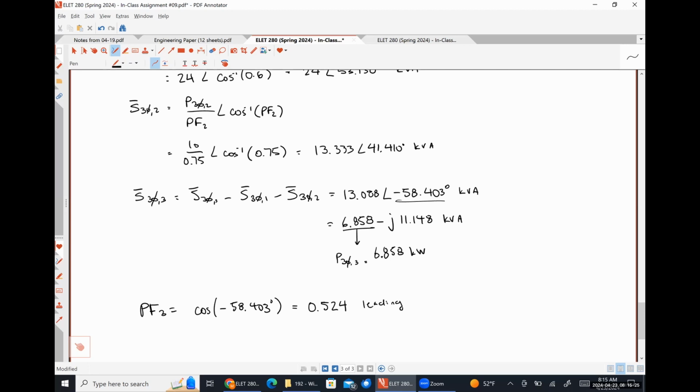Great. All right. So this problem involved us effectively doing the same stuff that we've been doing. So I am pleased. Okay. So any questions about this one before we move on to today's topic of three-phase power factor correction? All right.